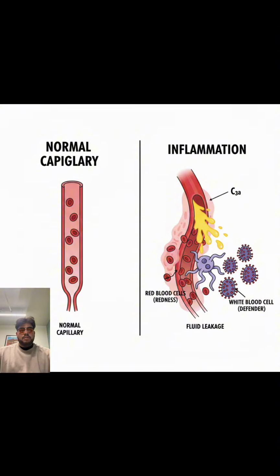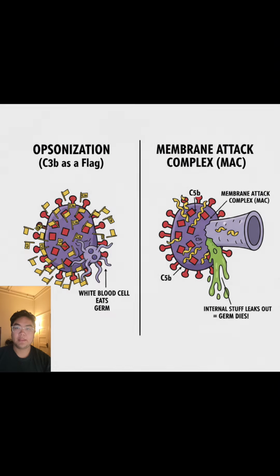C3a goes out and starts inflammation. Inflammation is kind of complex, but simply put, very tiny blood vessels called capillaries start to grow holes. This allows fluid to rush into the site of infection. These holes will also allow for your body's defenders, white blood cells, to start rushing in. Some red blood cells also pass through these holes, turning the site red.